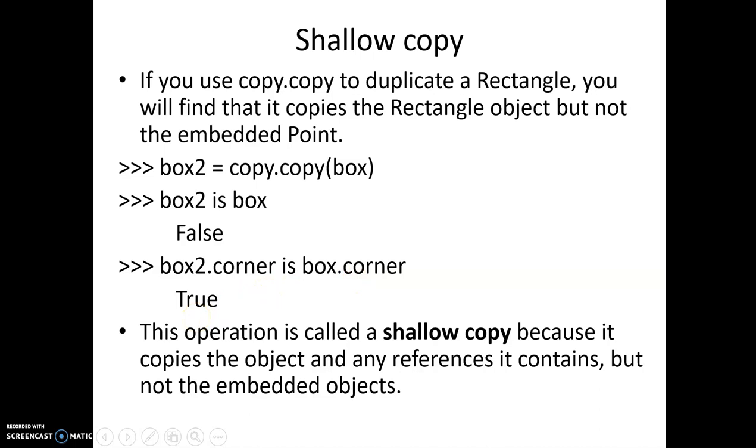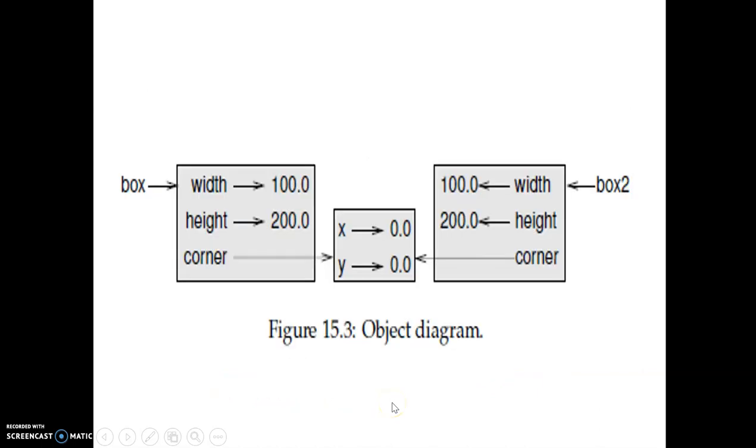So that means whenever you want to copy the contents of the attributes, if you use the copy method, you may get the result as true for the values or the attributes associated with the two objects. But if you want to check whether the two objects are the same, you will always get the result as false. So this kind of copy is called a shallow copy. This operation is called a shallow copy because it copies the object and any references it contains, but not the embedded objects. So what does it mean?